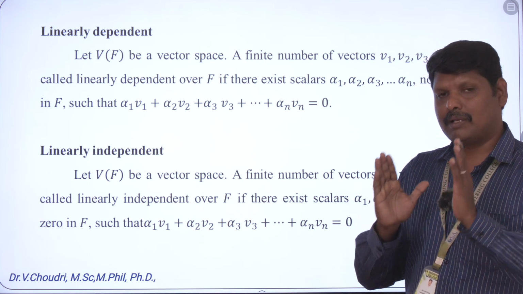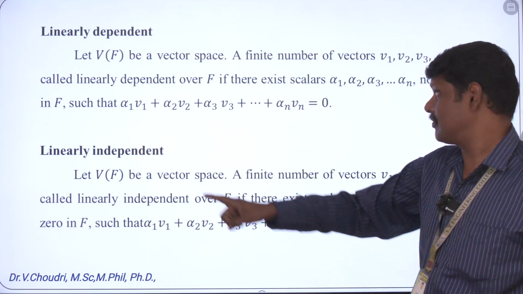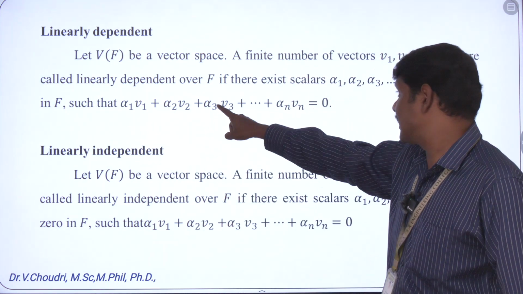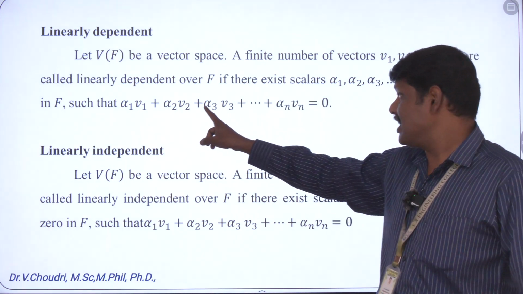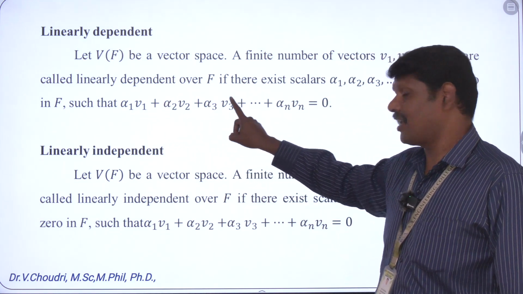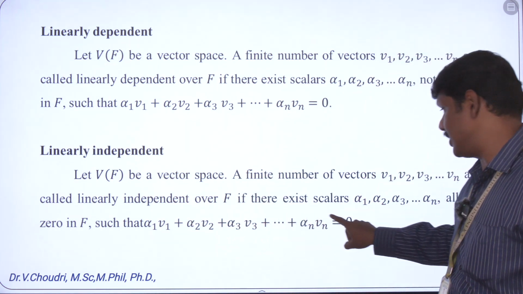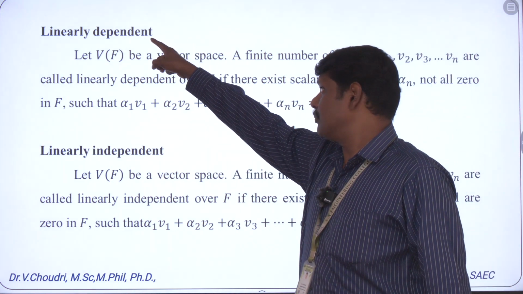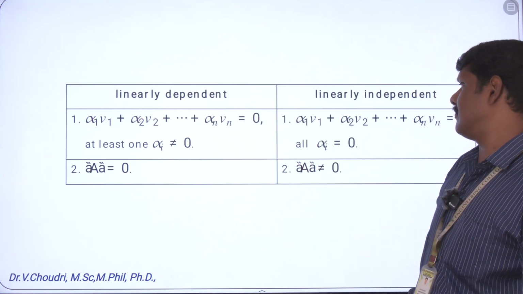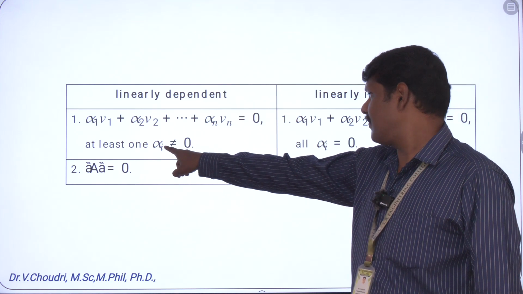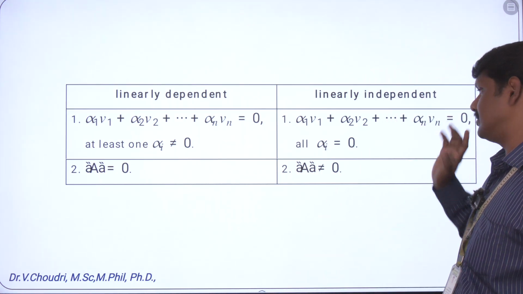Both are based on linear combination only. In linear combinations, scalars are from field F and vectors are from the vector space. This combination equals 0 with at least one alpha i not equal to 0, that is linearly dependent. Here all alpha equal to 0, then only this combination equals 0, that is linearly independent. Problem-wise, you may easily identify: at least one alpha i not equal to 0, or here all alpha i equal to 0.